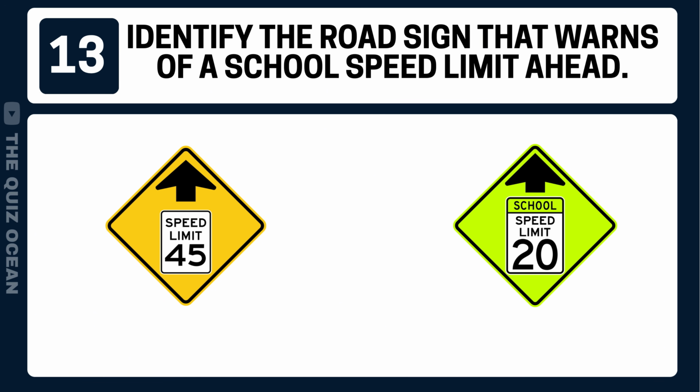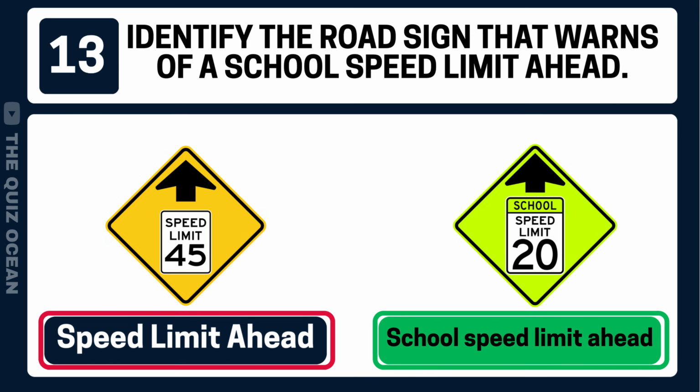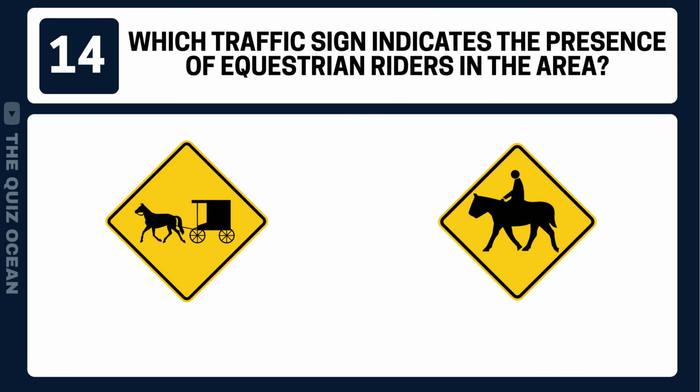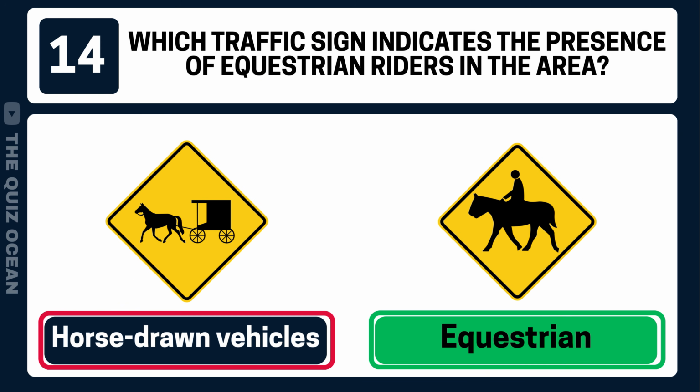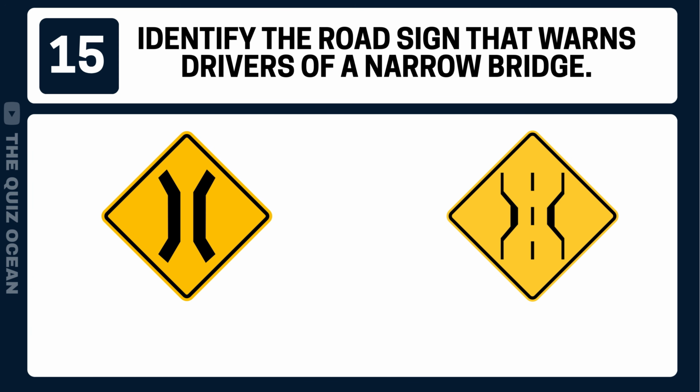Identify the road sign that warns of a school speed limit ahead. Which traffic sign indicates the presence of equestrian riders in the area? Identify the road sign that warns drivers of a narrow bridge.